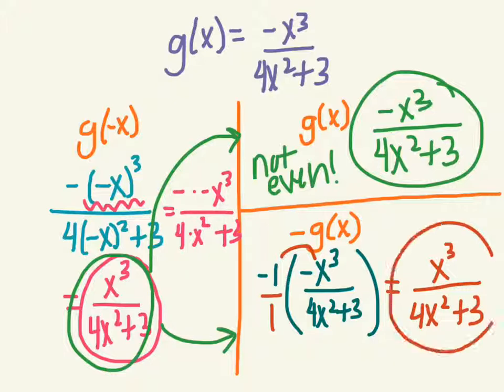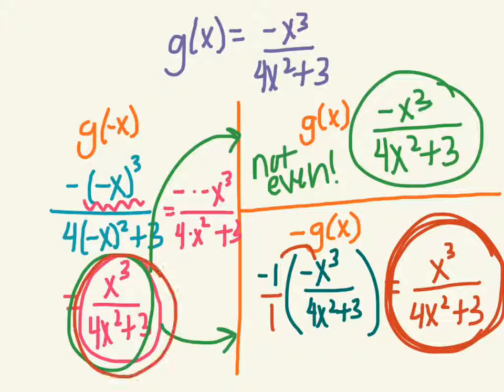So now I'm looking at negative g of x compared to g of negative x. Since those two match, it's going to be odd. And if you graph it in your calculator, you can confirm that. This graph looks a little funny, but it is definitely symmetric to your origin. Let's take a look at another one.